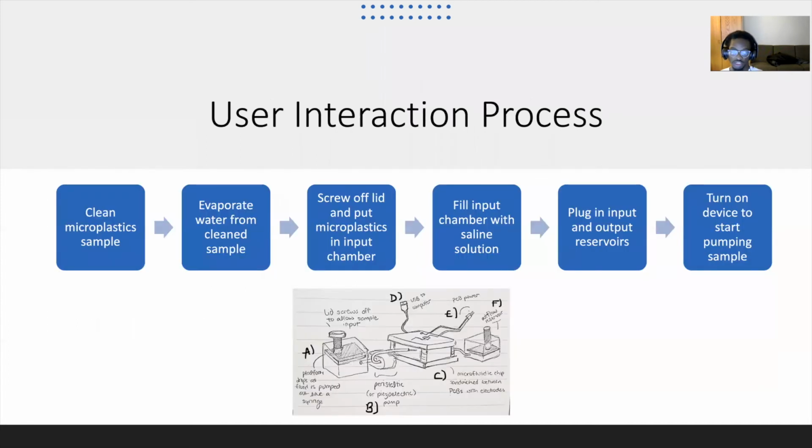When it comes to human interaction, how a researcher would interact with that process would basically be after they clean the microplastics sample and evaporate the water from their sample, outside of our system, what they would do is basically open the lid and put their microplastics in the chamber, fill it with saline solution, then plug in the input and output reservoirs before they turn on their device for sampling. Once you start doing this, the researcher ideally shouldn't interact with this process until the system has finished providing results on the counting of the microplastics.